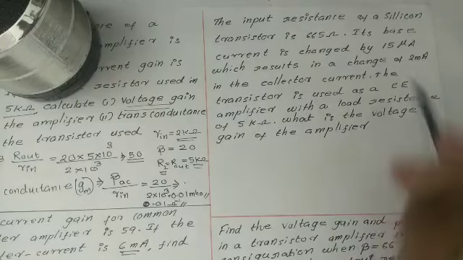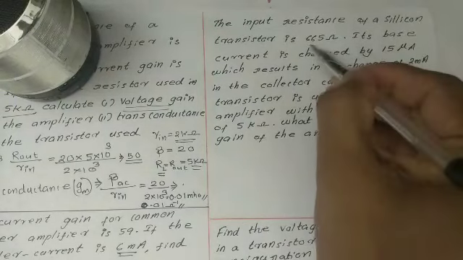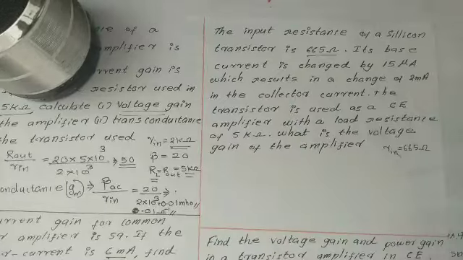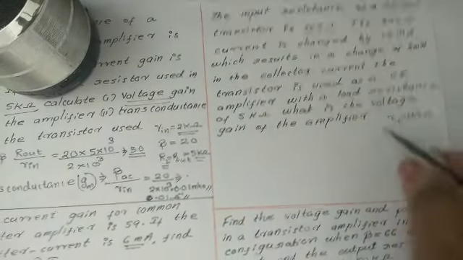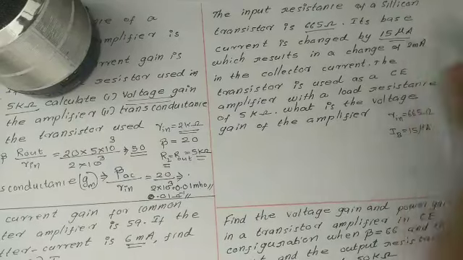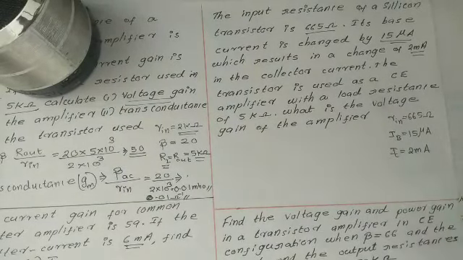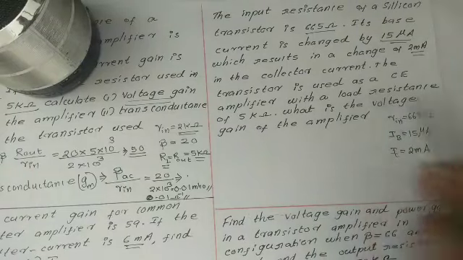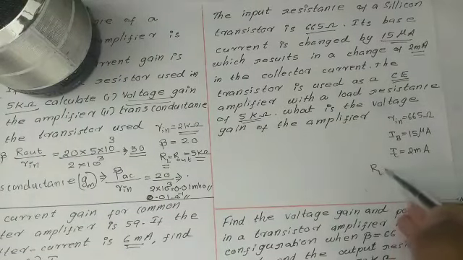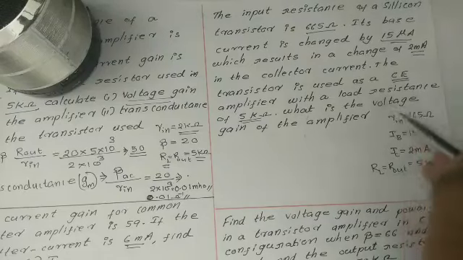Next question, the input resistance of a silicon transistor is 665 ohm. So here input resistance equal to 665 ohm, and its base current is changed by 15 microampere. So change in IB equal to 15 microampere, which results in a change of 2 milliampere in the collector current. So change in IC equal to 2 milliampere. The transistor is made as a common emitter amplifier with load resistance 5 kilo ohm. So R load or R out equal to 5 kilo ohm. What is the voltage gain of the amplifier?